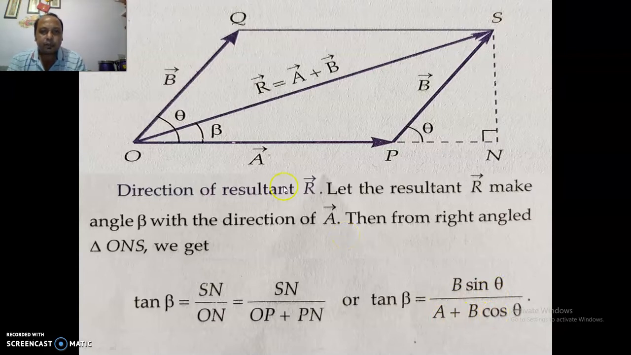Always remember one thing. In terms of vector A, we are finding the value of the angle which the resultant makes with the vector A. So when we start with tangent beta, this B sin theta is the opposite side to the angle beta. So tangent beta will be given by B sin theta divided by A plus B cos theta. So I hope that up to this it is very clear to you.